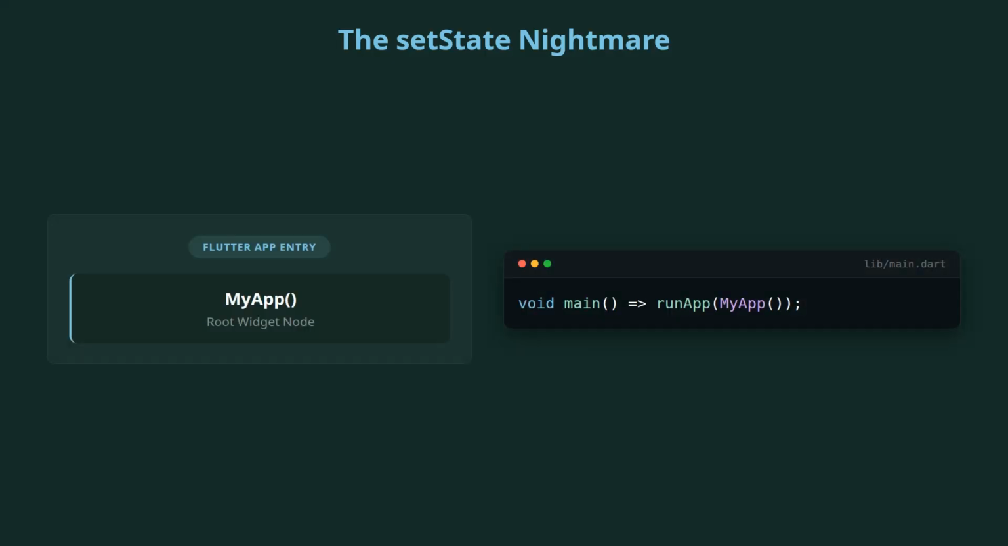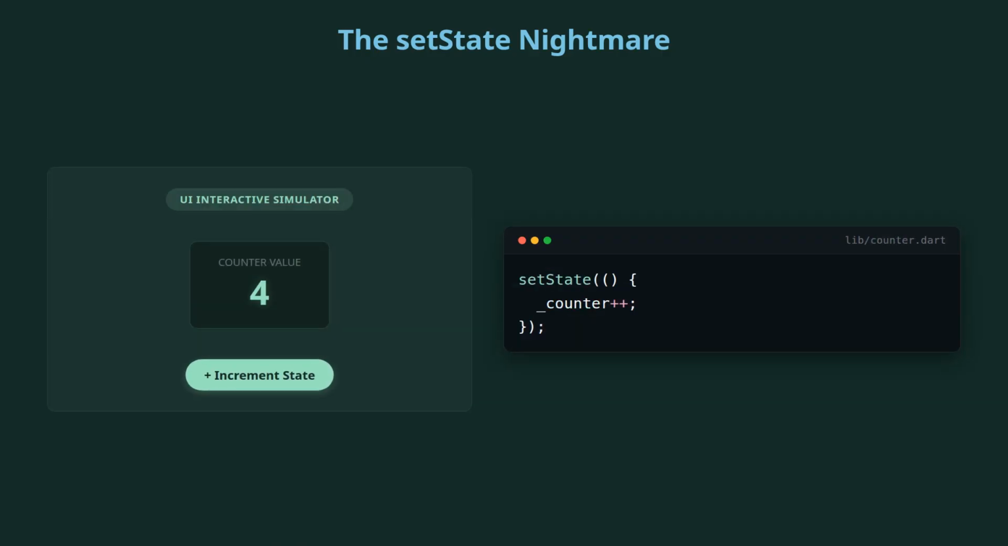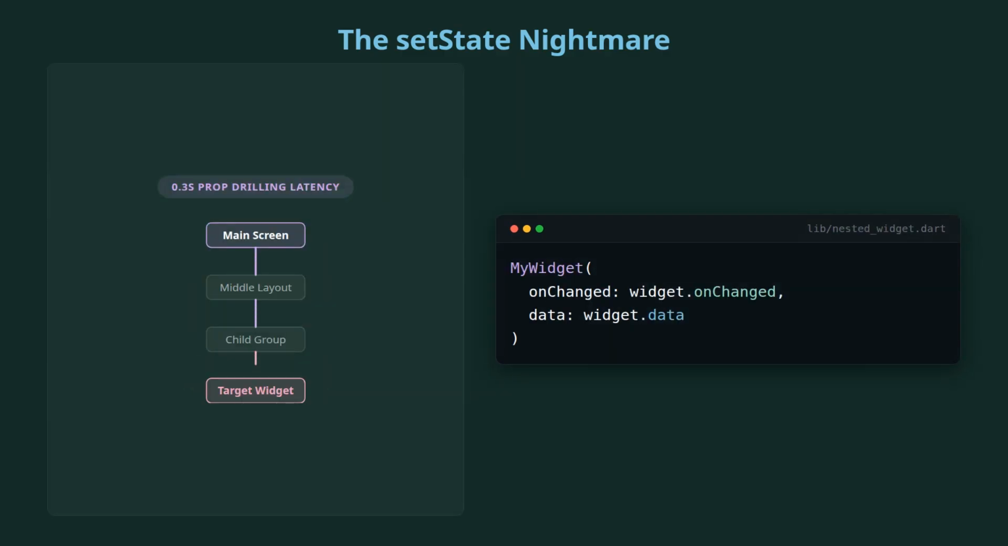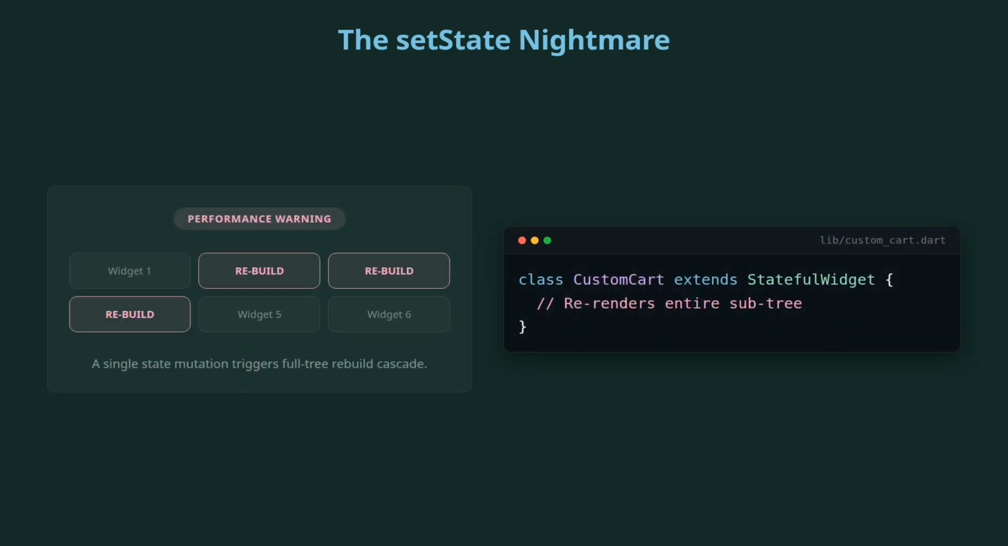Let's build a simple Flutter app. You start with a simple counter, use setState, and everything is fine. But then your product manager asks for a user profile, a shopping cart, and offline synchronization. Suddenly, you are passing callbacks through 10 layers of widgets, creating a nightmare known as prop drilling. A single state change in your cart widget now triggers a complete rebuild of unrelated UI nodes, tanking your performance to 15 frames per second.